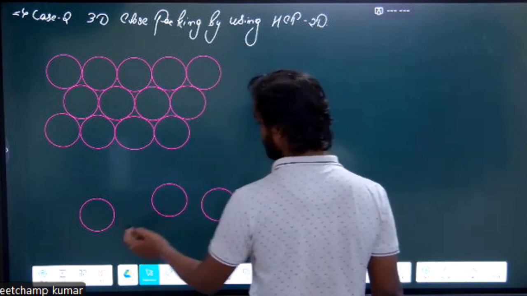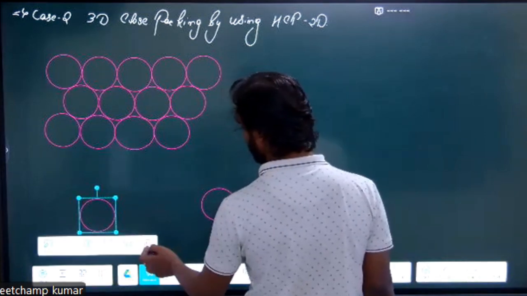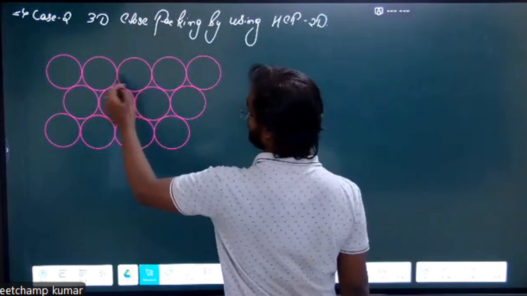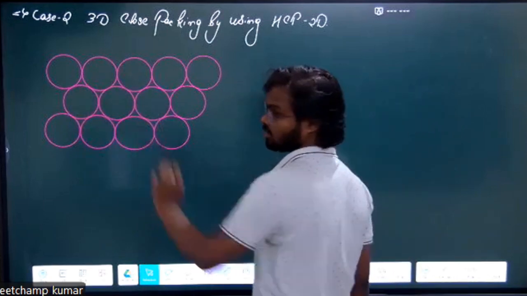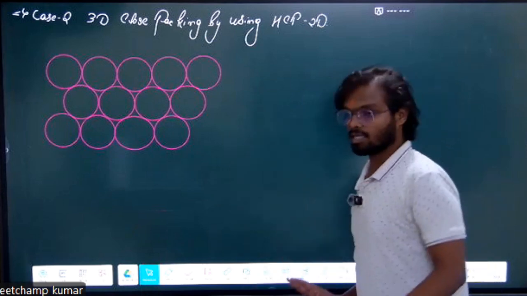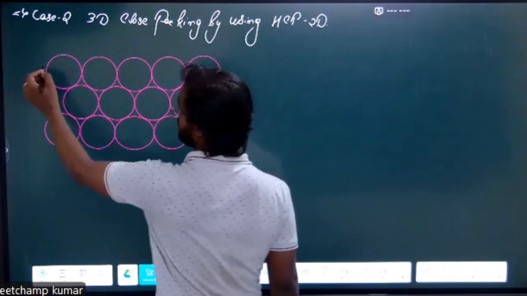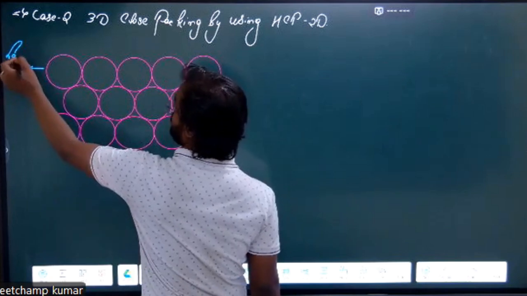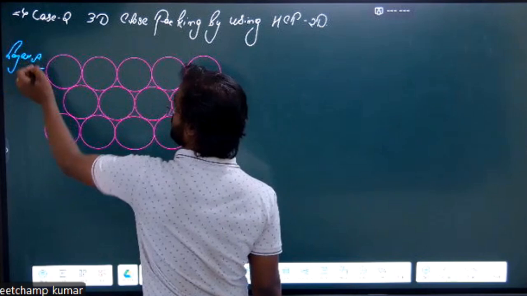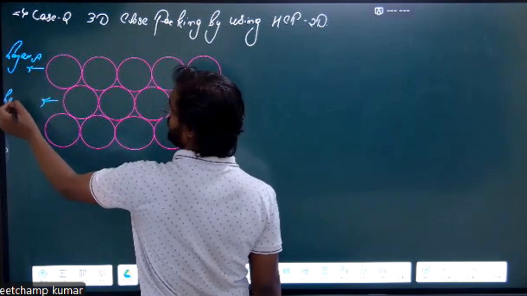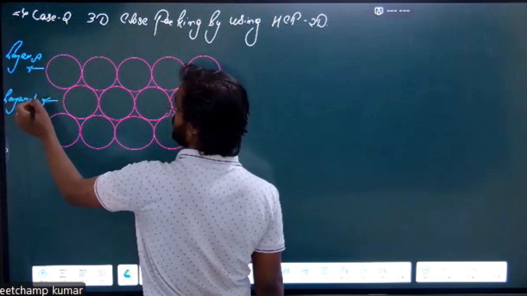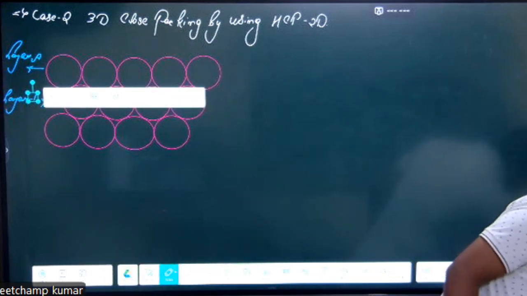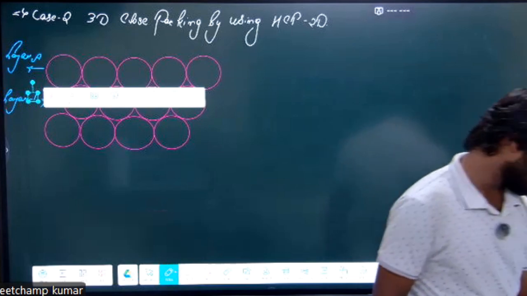So this is the thing. This is my SCP-2D. If you have observed, if I draw, like I take this, I will get one hexagon. Now this is my layer A, layer B, layer C in 2D. This is layer A, and this is my layer B. Two layers we have. Now where are we going to place the third layer?